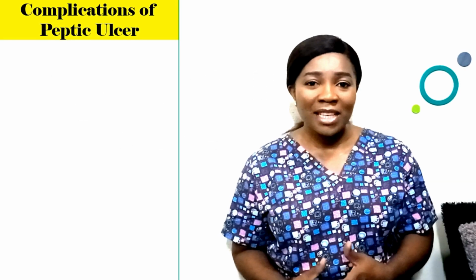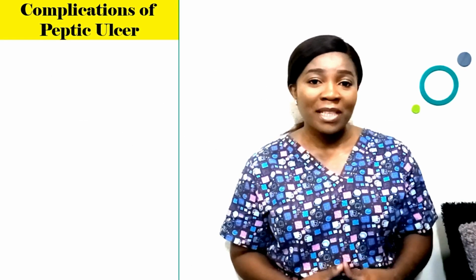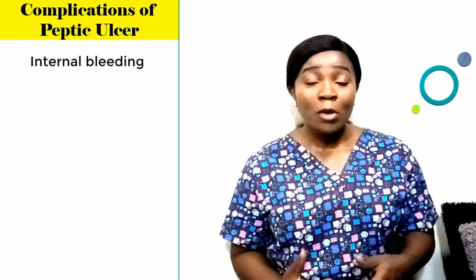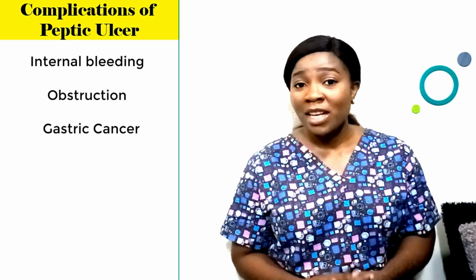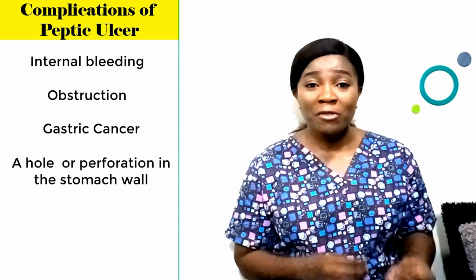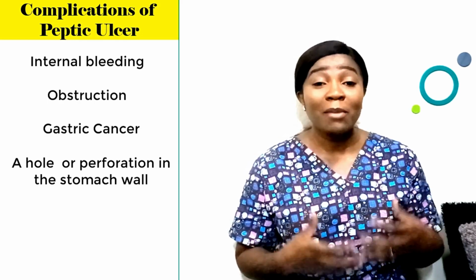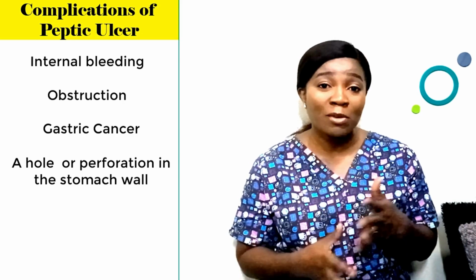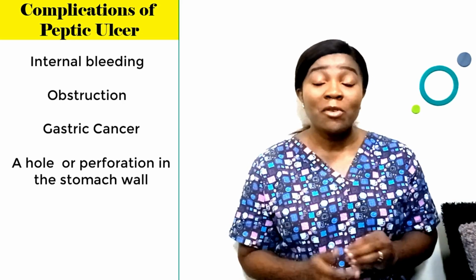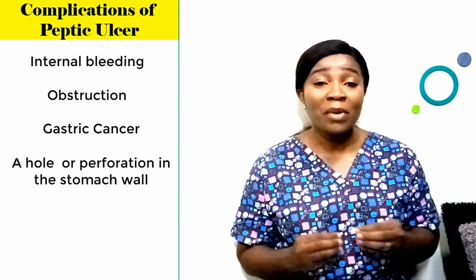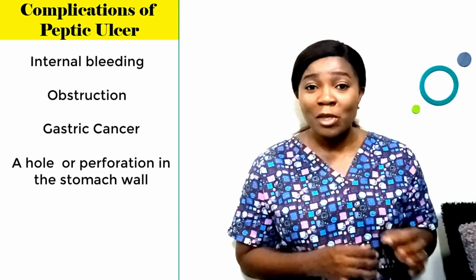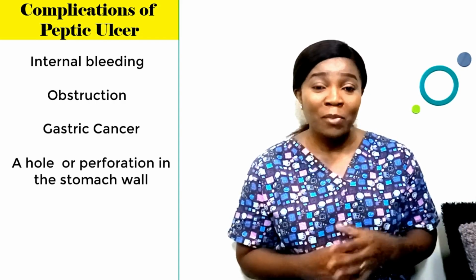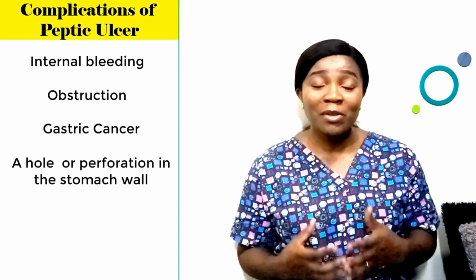If left untreated, peptic ulcers can result in internal bleeding, obstruction, gastric cancer, a hole or perforation in the stomach wall, which can put you at risk of serious infection of your abdominal cavity. That's also called peritonitis. If you have serious complication, you may require surgery. However, surgery is needed far less often now because of many effective medications available.